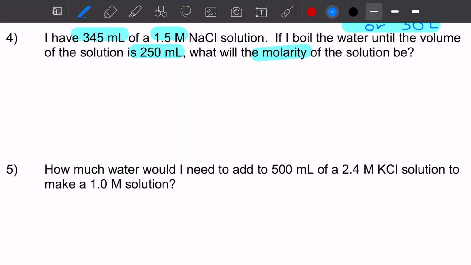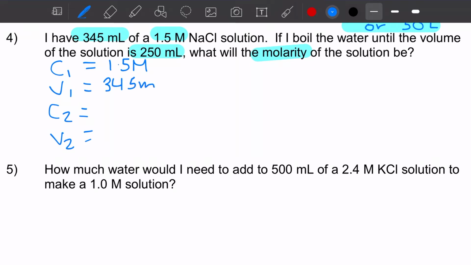Alright, so starting again off to the side, C1 V1 C2 V2. This formula is going to get stuck in your head for the rest of your life. You're never going to be able to get it out. Which is probably a good thing. If you don't remember anything else, at least you'll be able to calculate a dilution. So we've got a concentration of 1.5 molar, volume is 345 milliliters, second volume is 250 milliliters, and then our concentration we're trying to find.